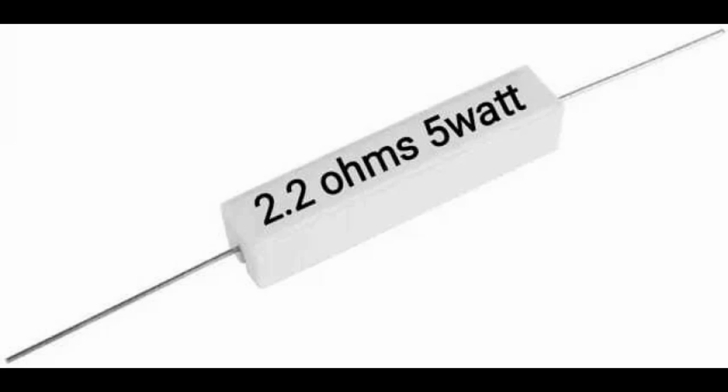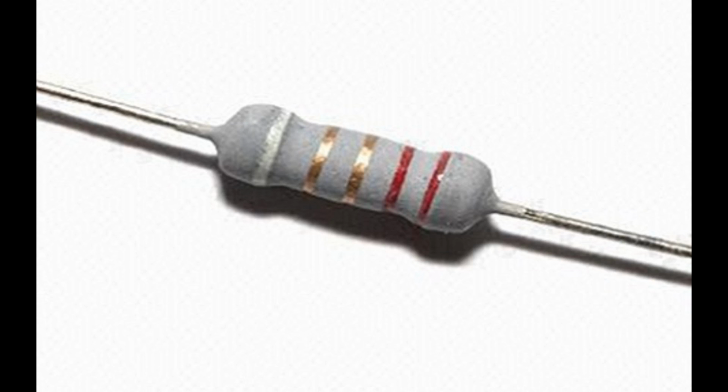Tolerance. Resistors typically have a tolerance rating that indicates the allowable deviation from their nominal resistance value. Common tolerance values for resistors include 1%, 5%, and 10%. For example, a resistor with a nominal value of 100 ohms and a 5% tolerance may have an actual resistance between 95 ohms and 105 ohms.